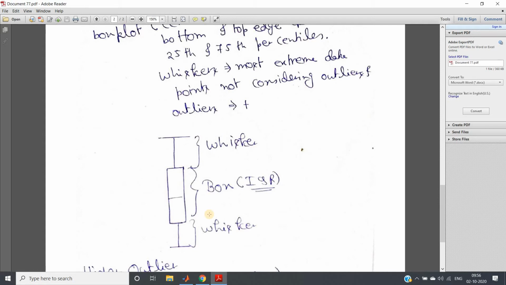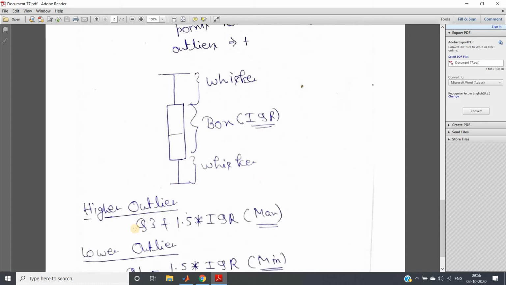How to interpret data distribution from a box plot I am going to discuss in my next video, but for the time being I just wanted to give you the fundamental idea of IQR, what the 25th and 75th percentile are, what a box plot is, what a whisker is, what min and max are, and why those are not the global min or max. All these things, I hope it is clear to you. Okay, and how to calculate outliers using this interquartile range?